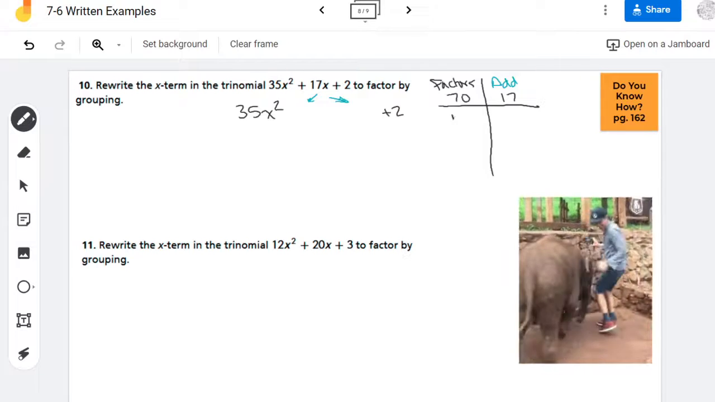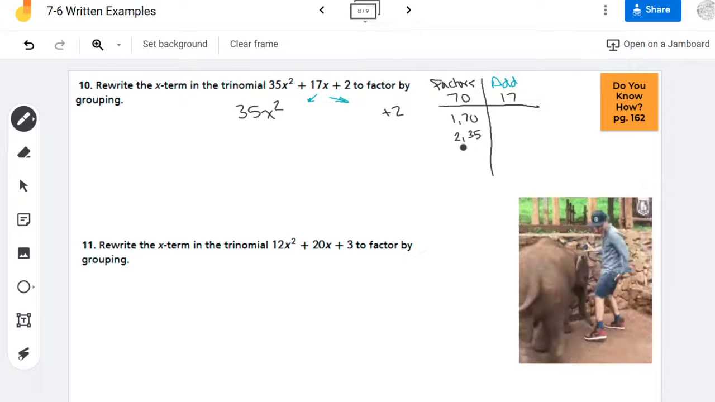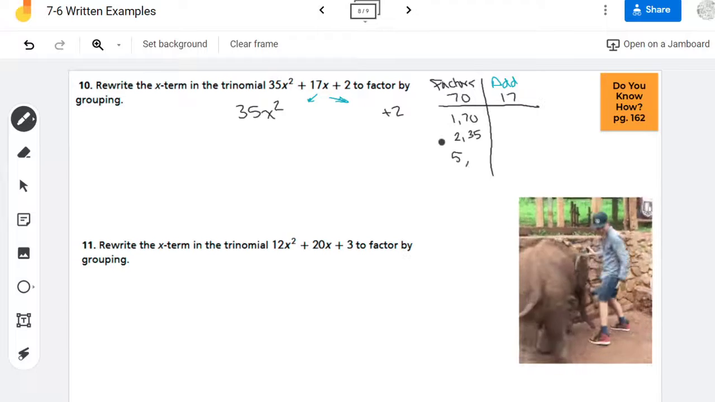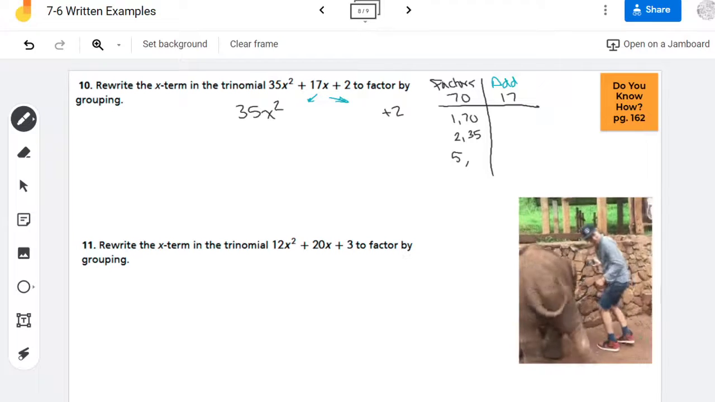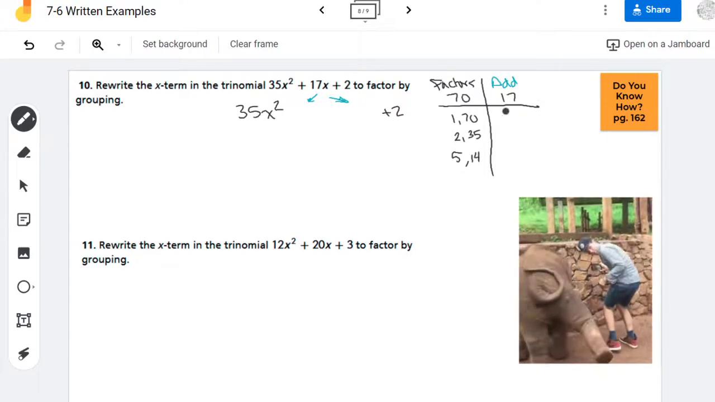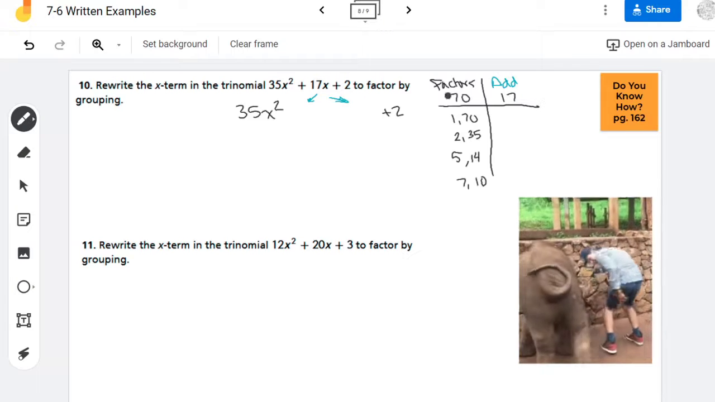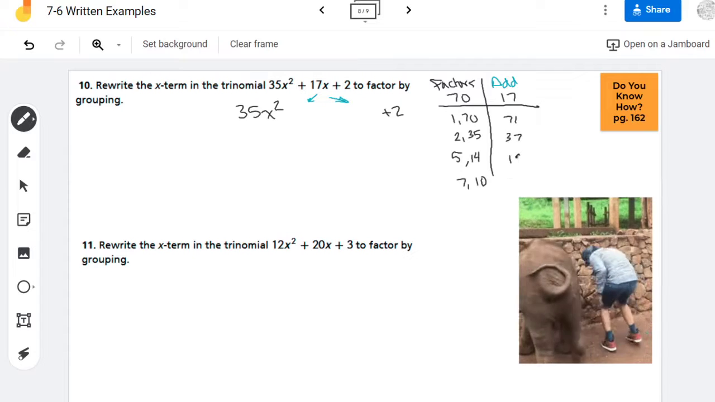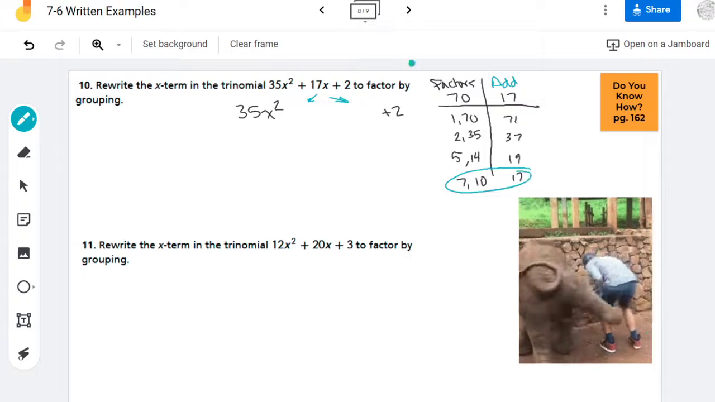Let's see, so I know I have 1 and 70, 2 and 35, not 3, not 4, 5 and... Y'all miss C, needs a calculator sometimes too. Ain't no shame in that. 5 and 14. Doesn't go into 6, 7 and 10. Doesn't go into 8 or 9. So this is my factor list. And so when I add them, I get 71, 37, 19, and 17. So this is the set I'm going to use.